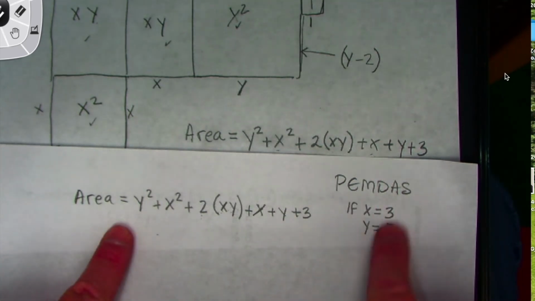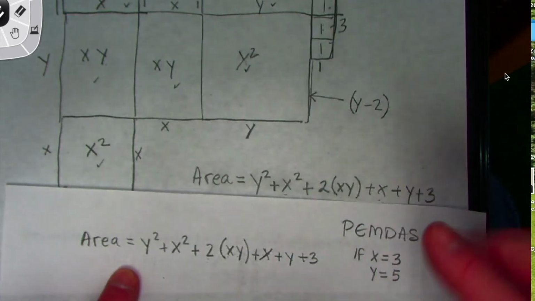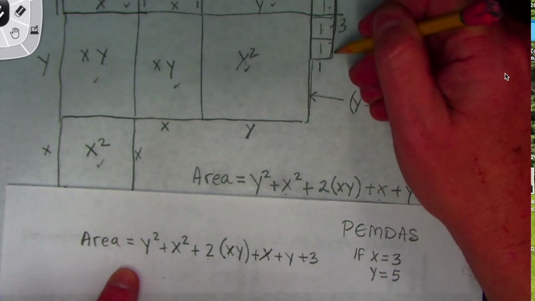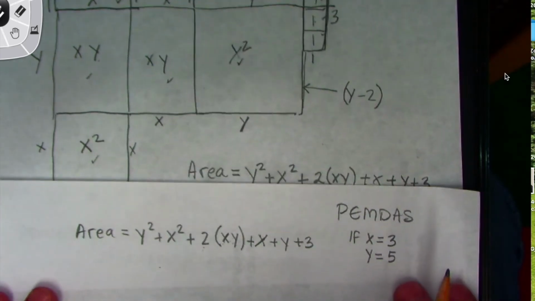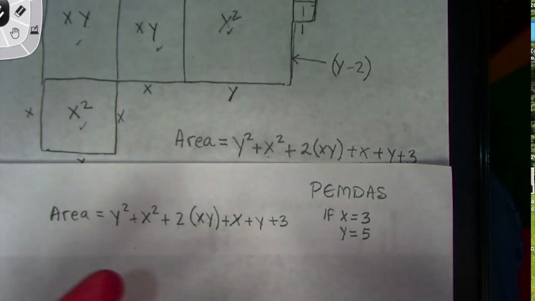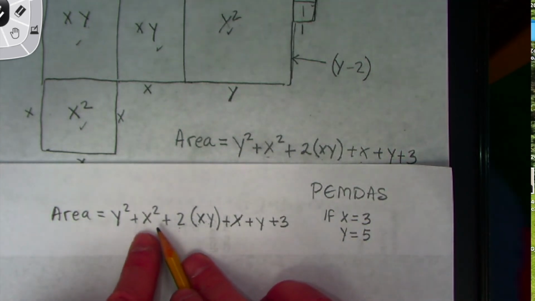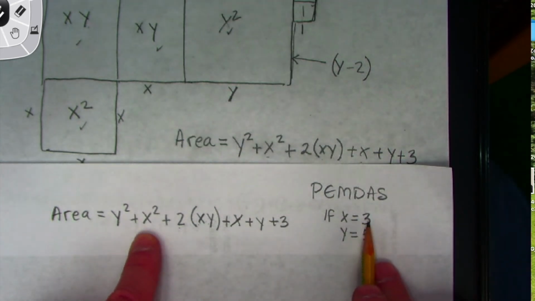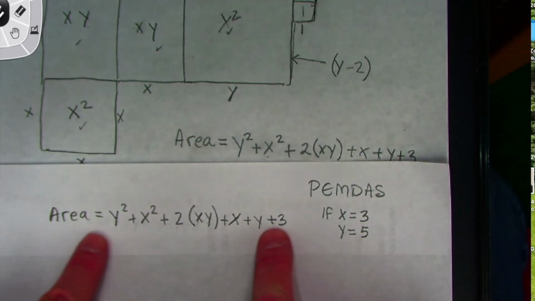Now, I'm just making that up because we know that x is not 3. We know that this is 3 right here, right? But we're not going to worry about that. We're just going to pretend, what if x was 3? Because x is a variable and x could be anything. If x were 3 and y were 5, what would this value be?